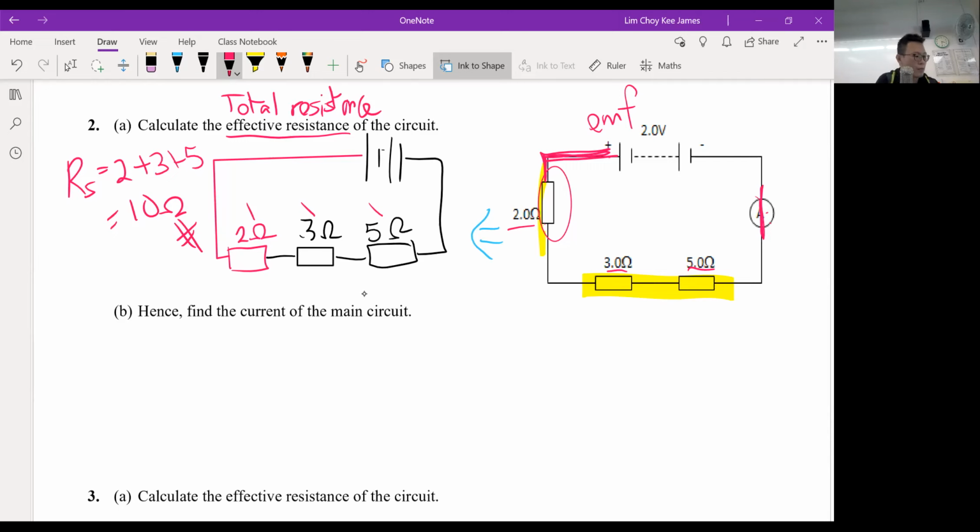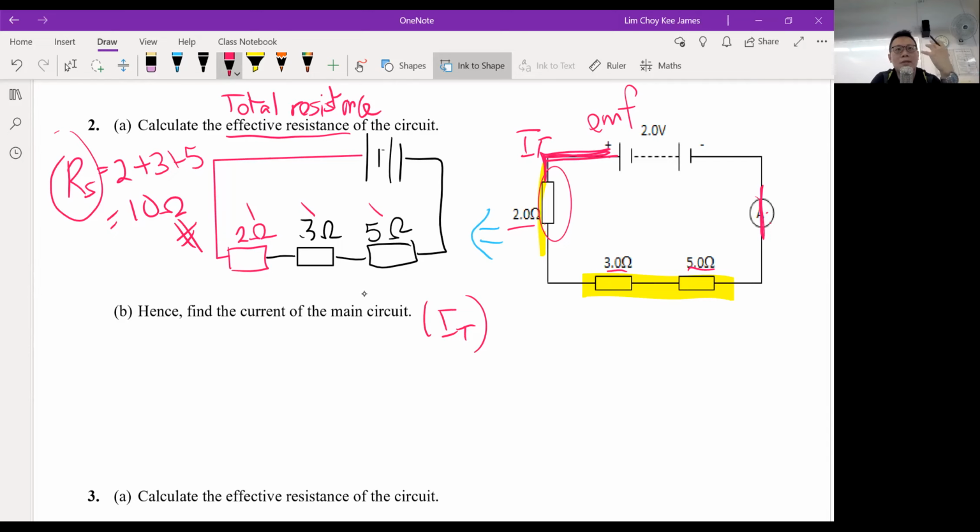Then after that, what we are looking at is to find the current in the main circuit. Finding the current in the main circuit means, let's say I label it IT. Basically I want to find IT, the current flowing in the circuit. Same thing, if you look at this arrangement, after finding RS, what has happened to the circuit, or what are you going to do with the information?